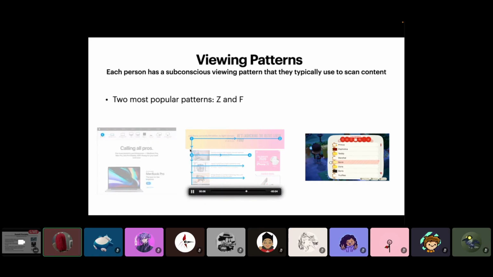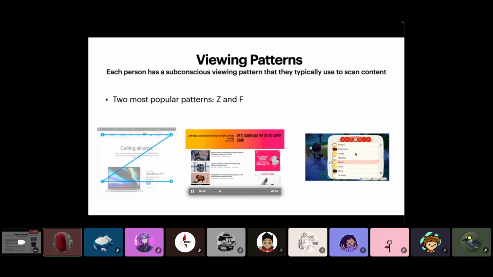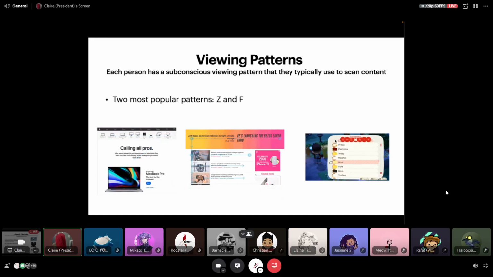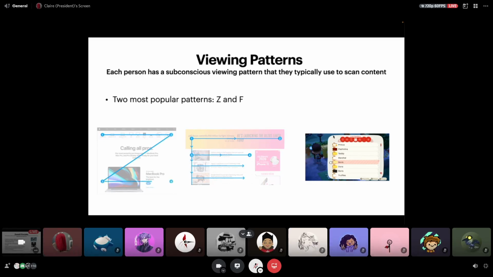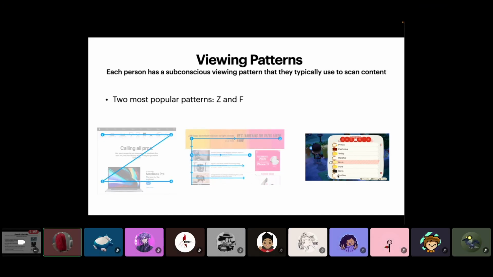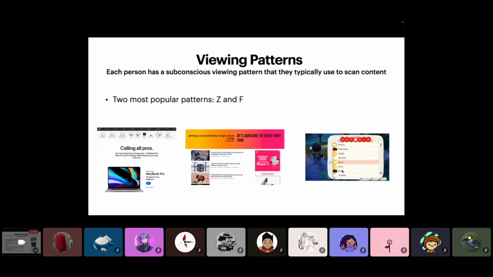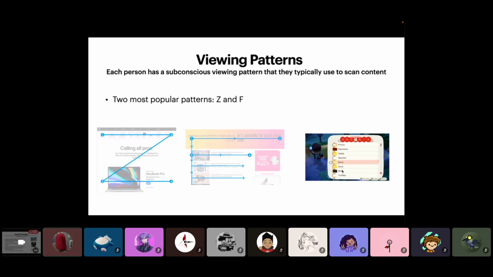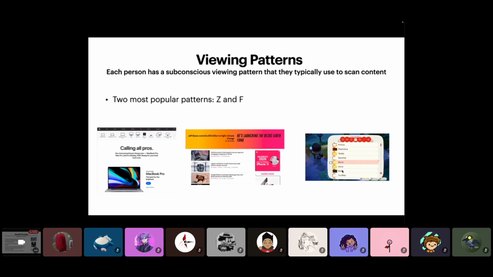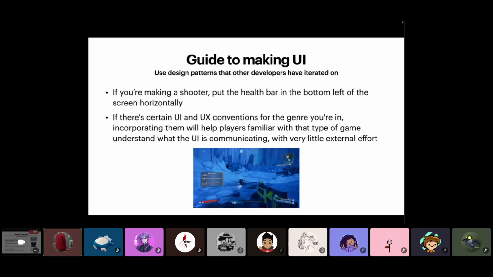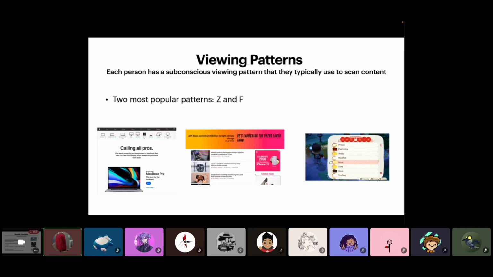And I see this a lot in news websites. You can also see the F pattern in Animal Crossing over here. You can see the little top bar, and people will probably scroll down and maybe look a little right. So keeping the viewing pattern in mind will help you with where you're placing UI elements, mapping out where the user will look and where you want to put the most important elements.